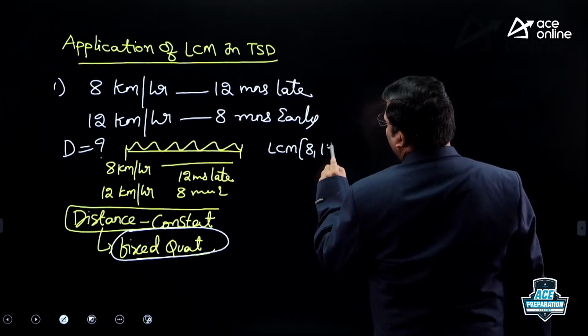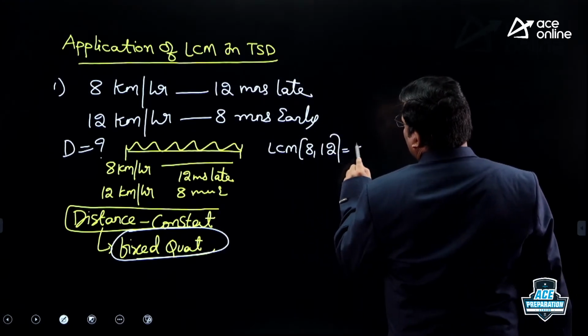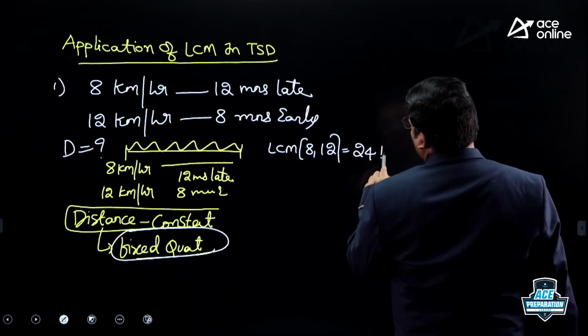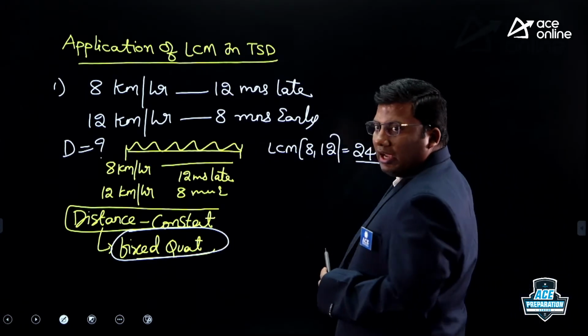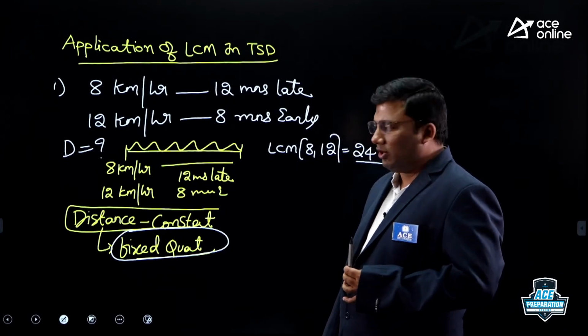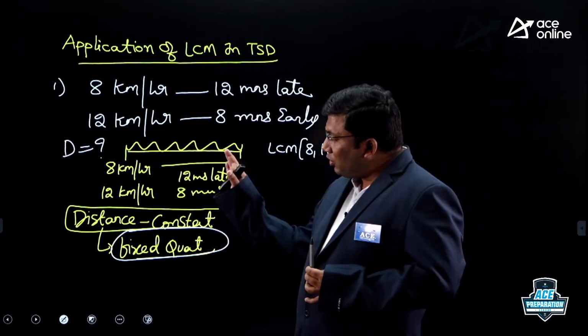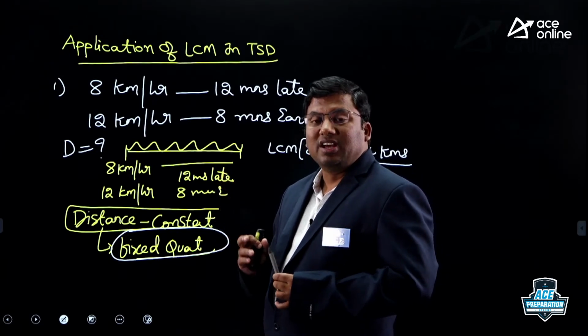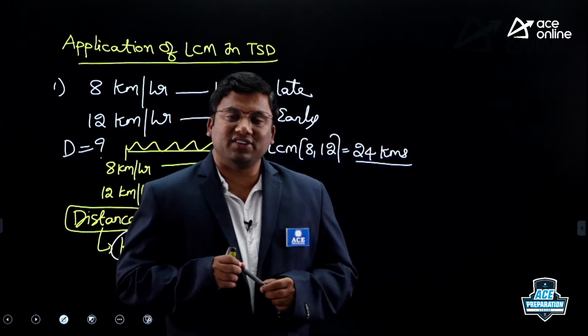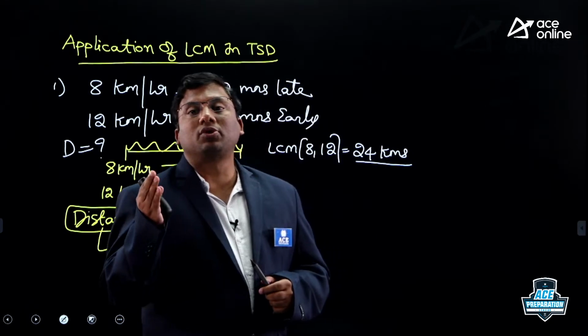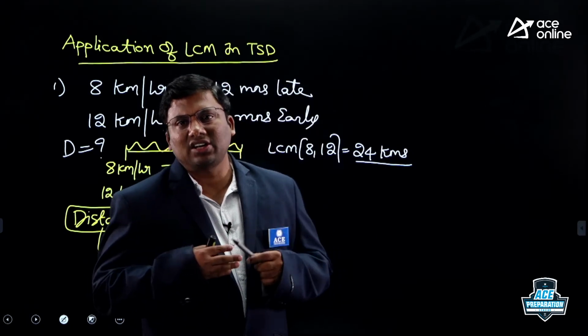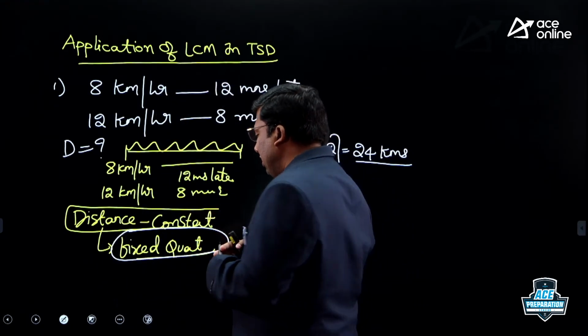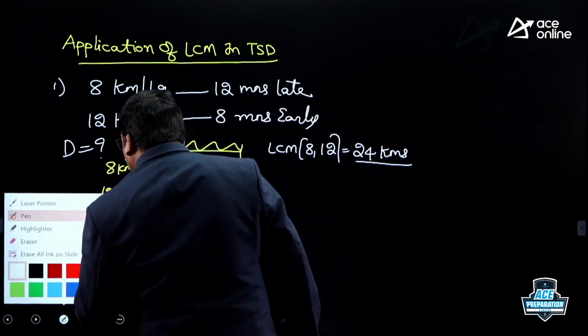Sir, can I multiply both of them? Yes, you can. The LCM of 8 and 12 is 24 kilometers. I took the LCM of the given speeds. Sir, why did you take the LCM of the given speeds? The distance from home to office is constant, and constant is a fixed quantity. I fixed the quantity to be 24.